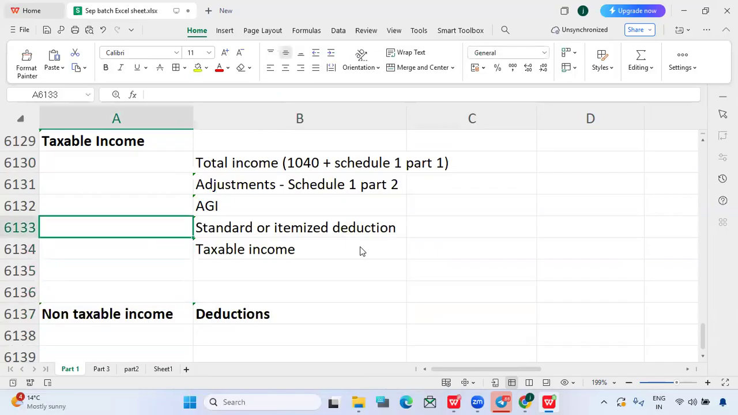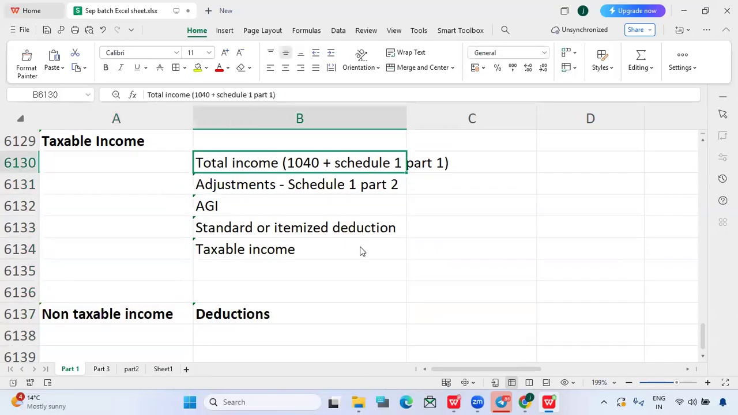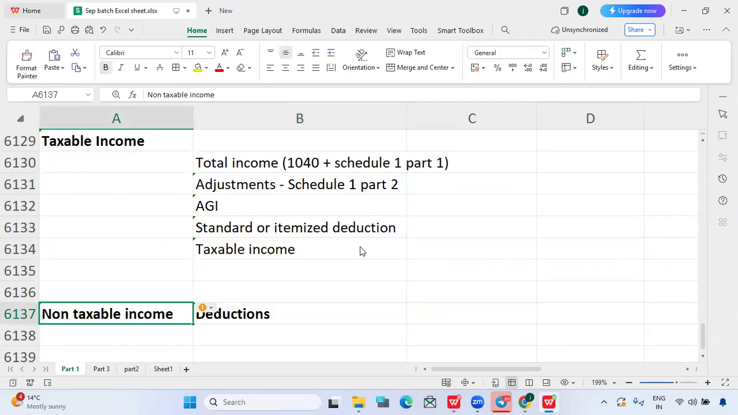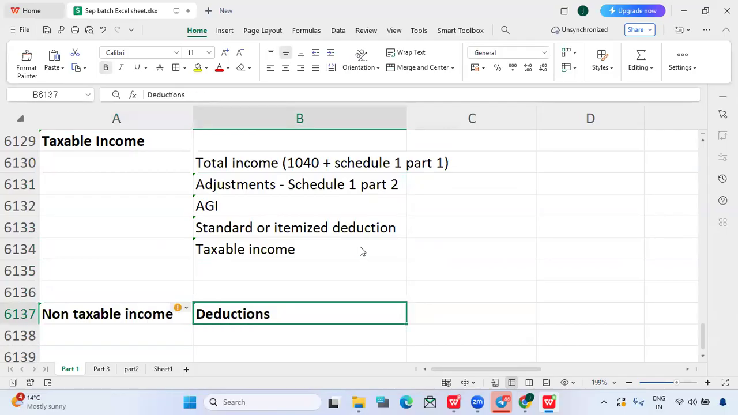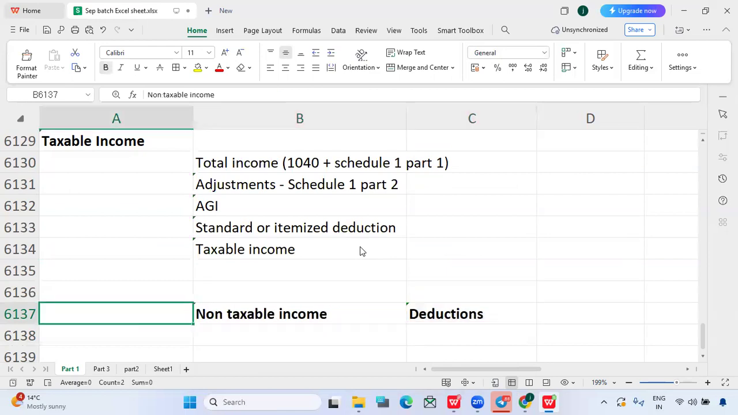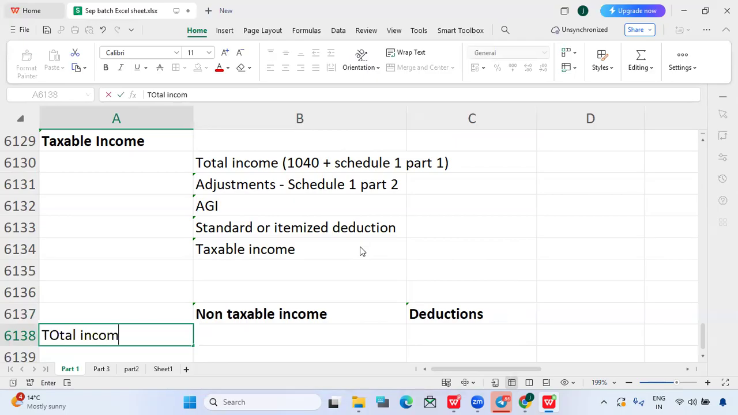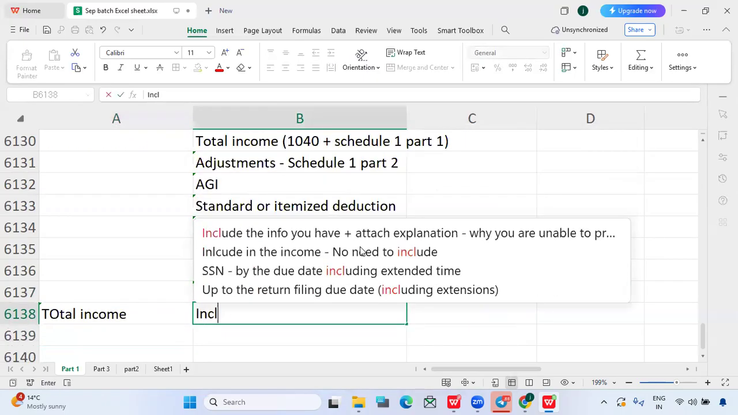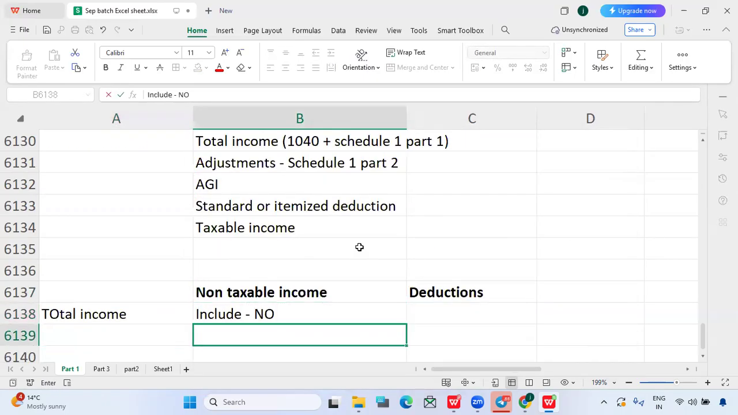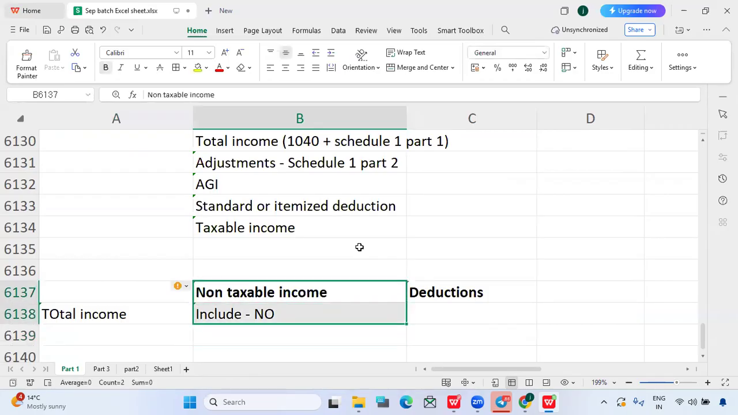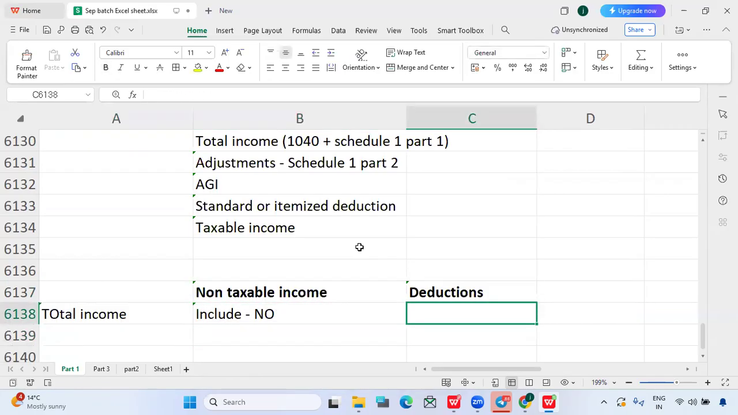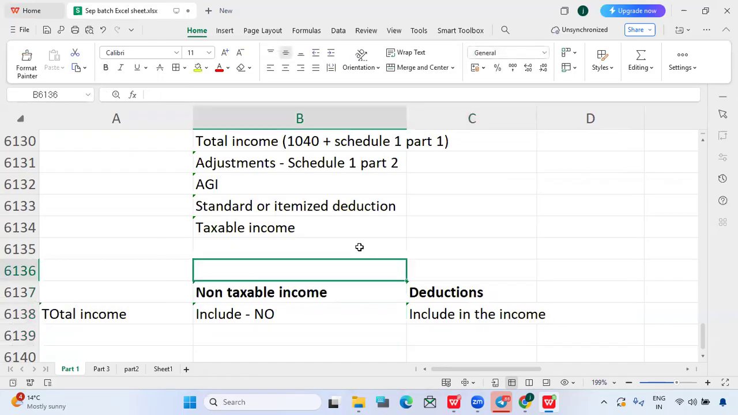So non-taxable income, which we will not include in calculating your total income. So non-taxable income means, do we need to include it in the total income? No, we will not include it in the total income. So deductions. If you have any deduction, basically we will include it in the total income, and then we will get the benefit. So that is actually the major difference.